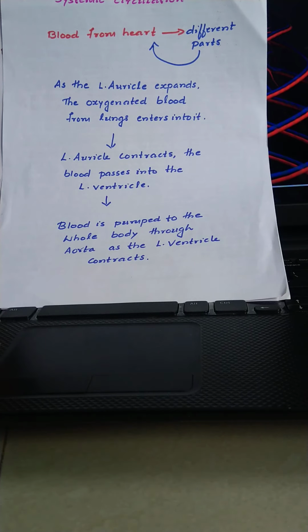So during this process, blood pressure is created in the arteries. So what is blood pressure? It is the force with which blood pushes against the walls of the arteries. A healthy young man is said to have a normal blood pressure of 120/80 mm of Hg. So this is actually systolic pressure and diastolic pressure.